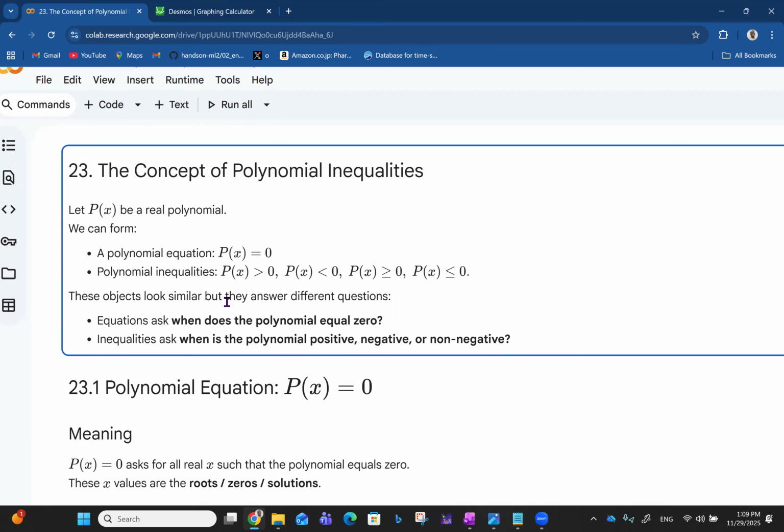So these objects look similar, but they answer different questions. Equations are different from inequalities for sure. Equations ask, when does the polynomial equal 0? Inequalities ask, when is the polynomial positive, negative, or non-negative?